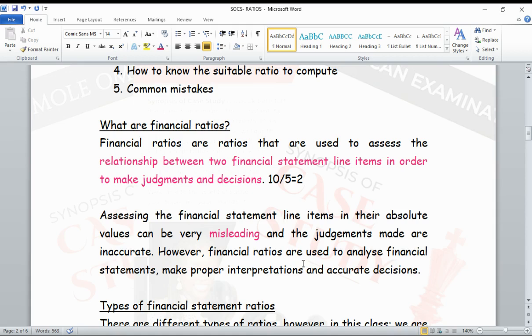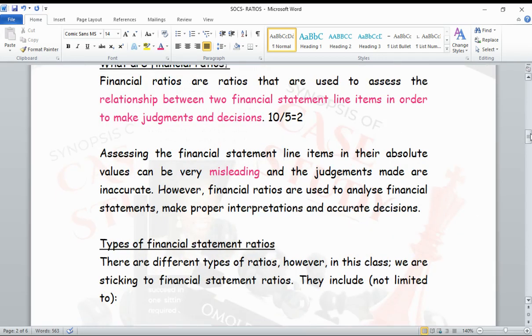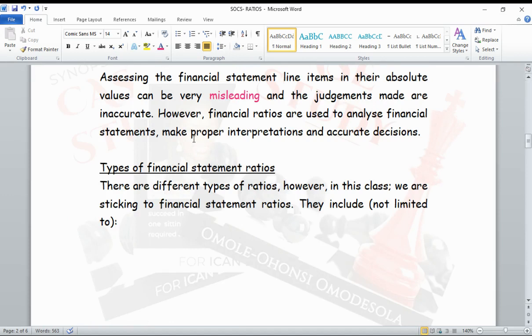In certain situations, companies have targets they want to meet. Oh, we want to increase revenue by 20% every year. Is that target being met? Are the strategies they're applying actually achieving the goals the company has set? So that's why we need ratios. We cannot just look at the financial statement on its own. We need ratios to help us assess it and make proper interpretations and accurate decisions.